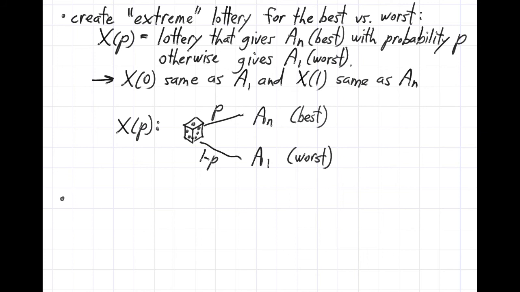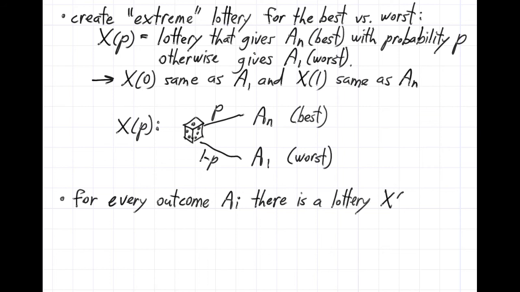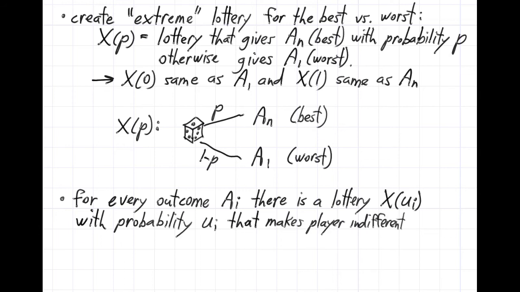Now, we can use our concept of indifference to find a lottery that matches every outcome. What I mean is that for every one of these outcomes, call it AI, where I is one of them, there's a lottery X with probability UI that makes the player indifferent, meaning that the outcome AI is equally preferred as the lottery with probability UI.